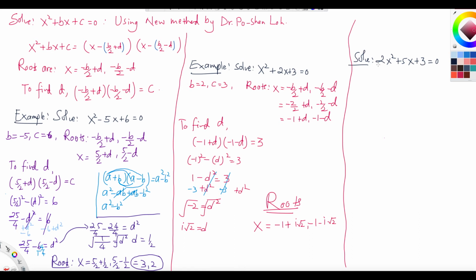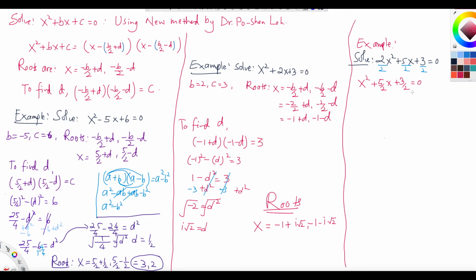Another example that has a number for x squared. For that, you need to write the x squared plus bx plus c form, as in the third example. This is another example here. Right? So what should I do next? First, divide by 2. So what you get is x squared plus 5/2 x plus 3/2 equals 0.